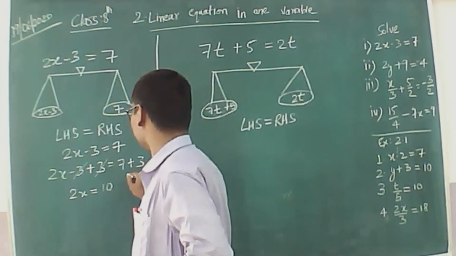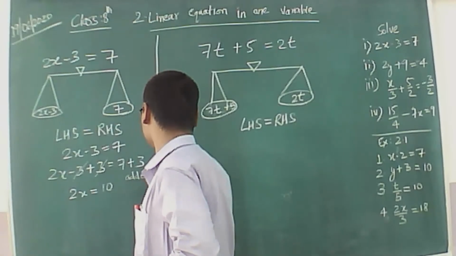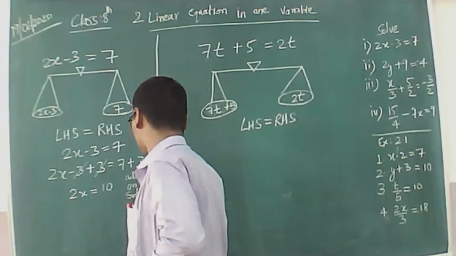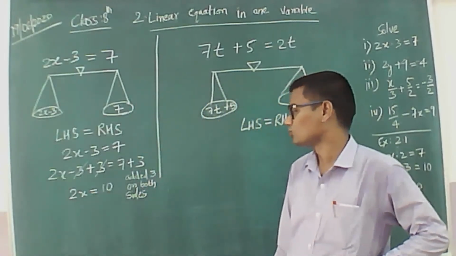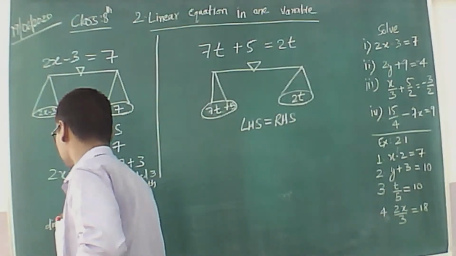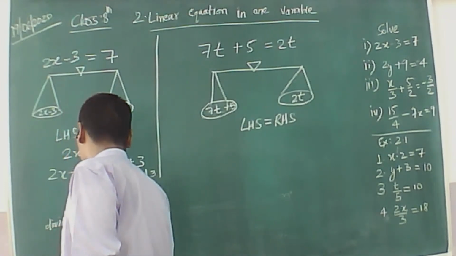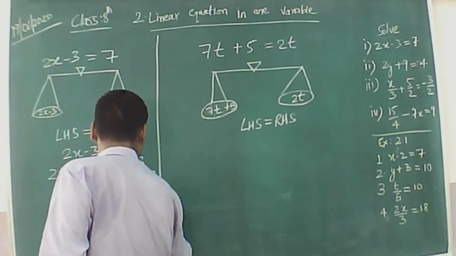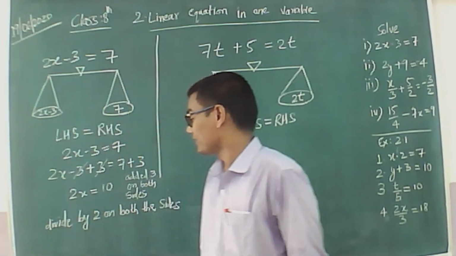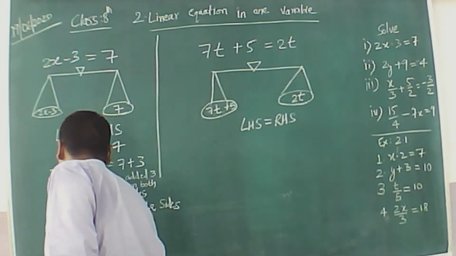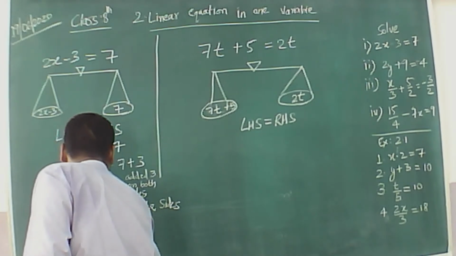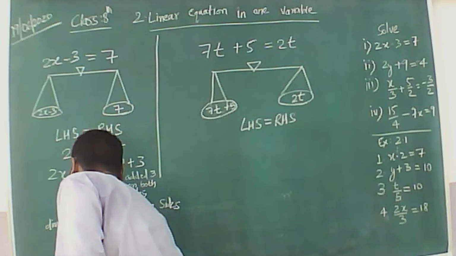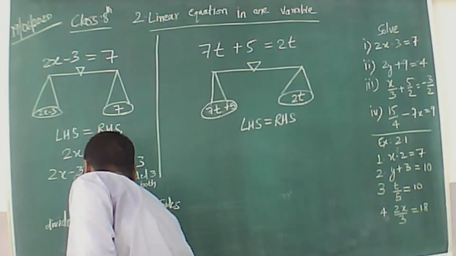Here what we did, we added 3 on both sides. Now what we are going to do? Now we are going to divide by 2 on both the sides. So when we divide by 2 on both the sides, this 2 and 2 will get cancelled, and here when we divide 10 by 2 we will get 5. So the equation becomes x is equals to 10 by 2, 5.